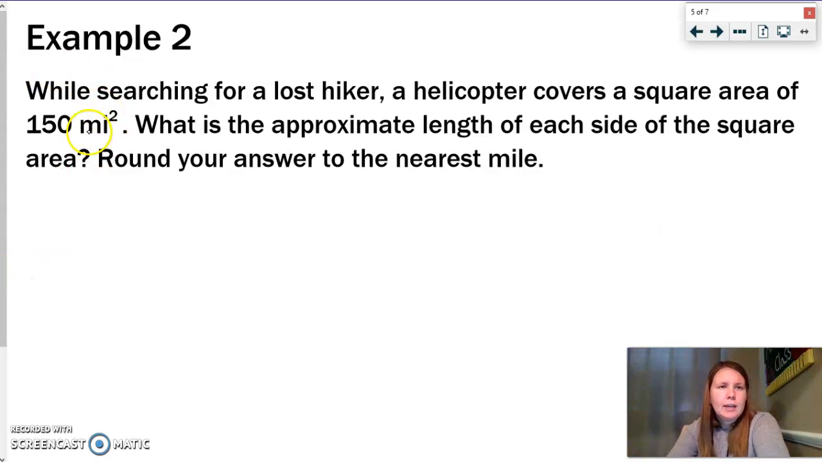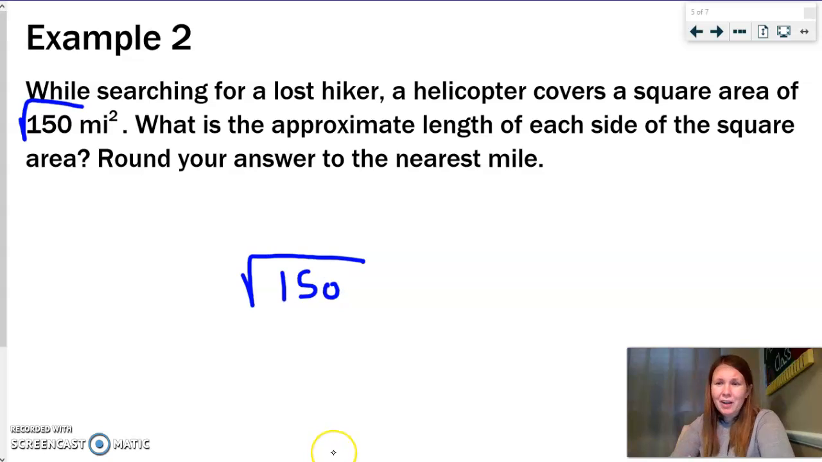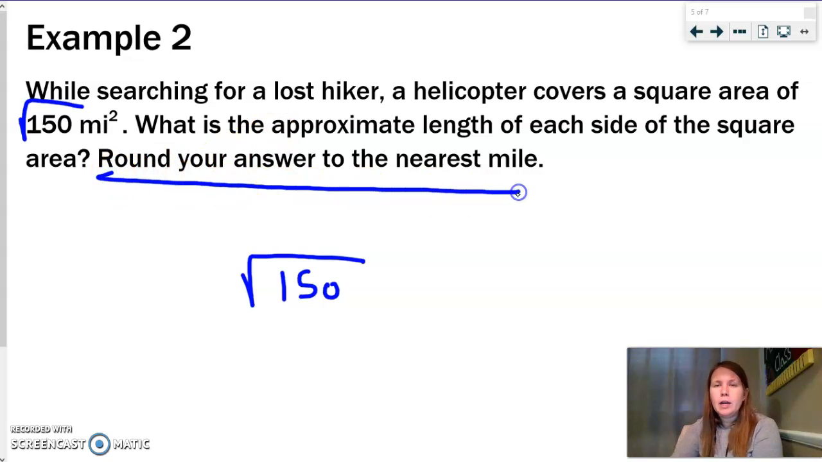So in this case, I am going to square root this value. Remember, this is my total area. If I want to find the side of one of them, I'm going to take the square root of it. So again, I want to figure out what two numbers it's in between to then help me figure out the decimal wise, or it says round your answer to the nearest mile. So in this case, I don't need decimals. I want a nearest whole mile.